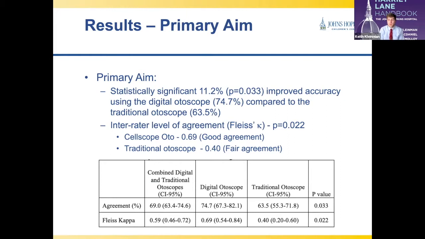We also wanted to look at the inter-rater agreement using Fleiss Kappa, where we were able to show an increase in the agreement from 0.4 to 0.69. And it seems like this could be redundant, but the reason we did this is really that the accuracy and agreement are looking at different things. So the accuracy piece is looking at a binary yes, no. Did the attending and the trainee see the same thing, and did they report the same thing?